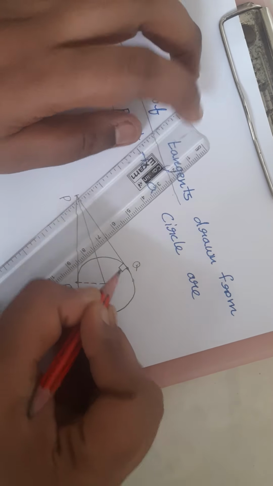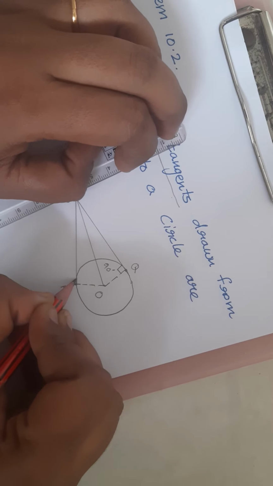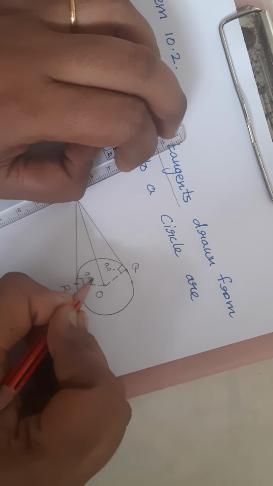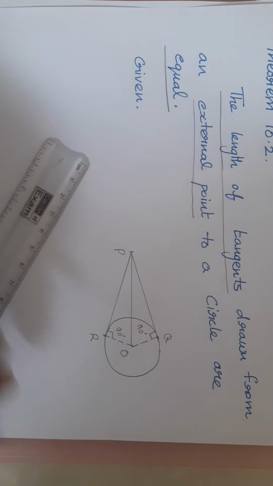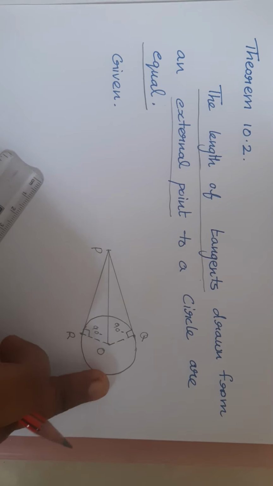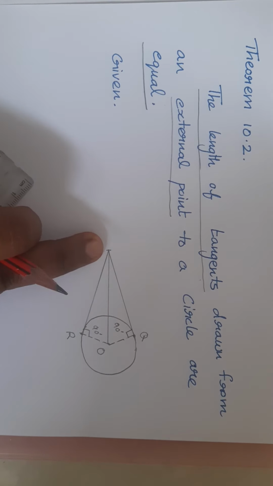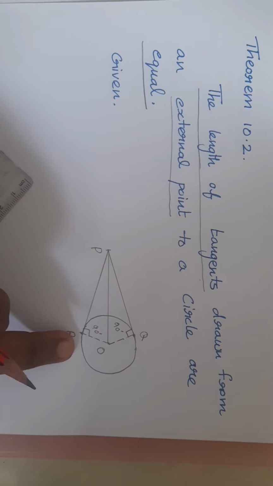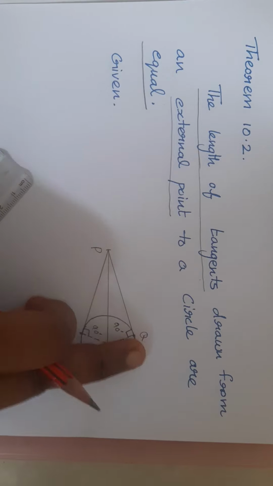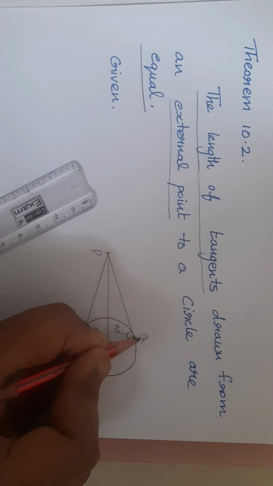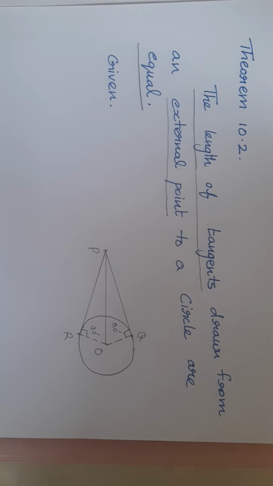That means angle Q is 90 degrees, angle R is 90 degrees. This concept only we are going to prove. That means we have to draw the circle, take one external point from the circle, and using that external point draw two tangents. At the points of tangency the angle will be 90 degrees. So the two tangents will be equal. We are going to prove that PQ equals PR.